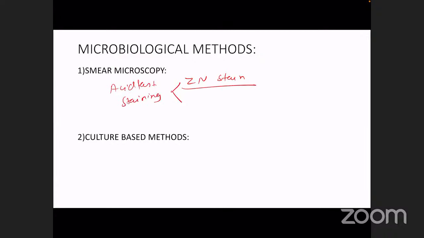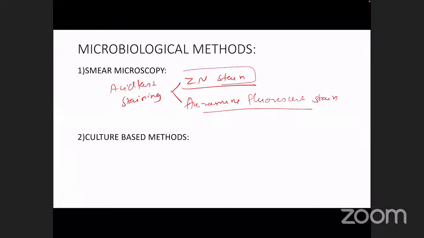One is the ZN stain, and second you have the fluorescent auramine rhodamine stain. Auramine is a fluorescent stain. Specificity is good for both, but the fluorescent stain has slightly better sensitivity. But I hope you all know that this is not an easily available method all over India. It is time consuming, and the main thing is that it is not very economical. So the ZN stain is the most commonly used method for smear microscopy.